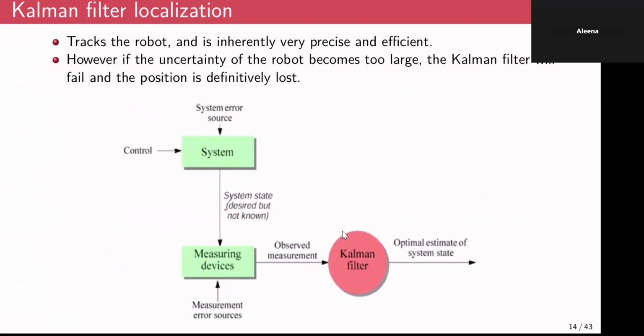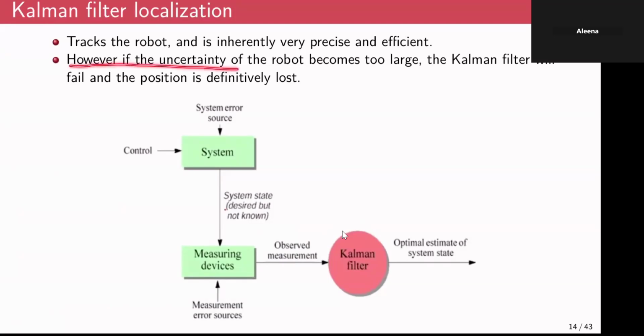And the salient feature of this Kalman filter localization is that it basically tracks the robot and is inherently very precise and efficient. So you don't really have to discretize the grid like in Markov localization. In that regard, it's actually pretty efficient. You don't have to update all the grid points every iteration. So in that regard, it's very efficient.